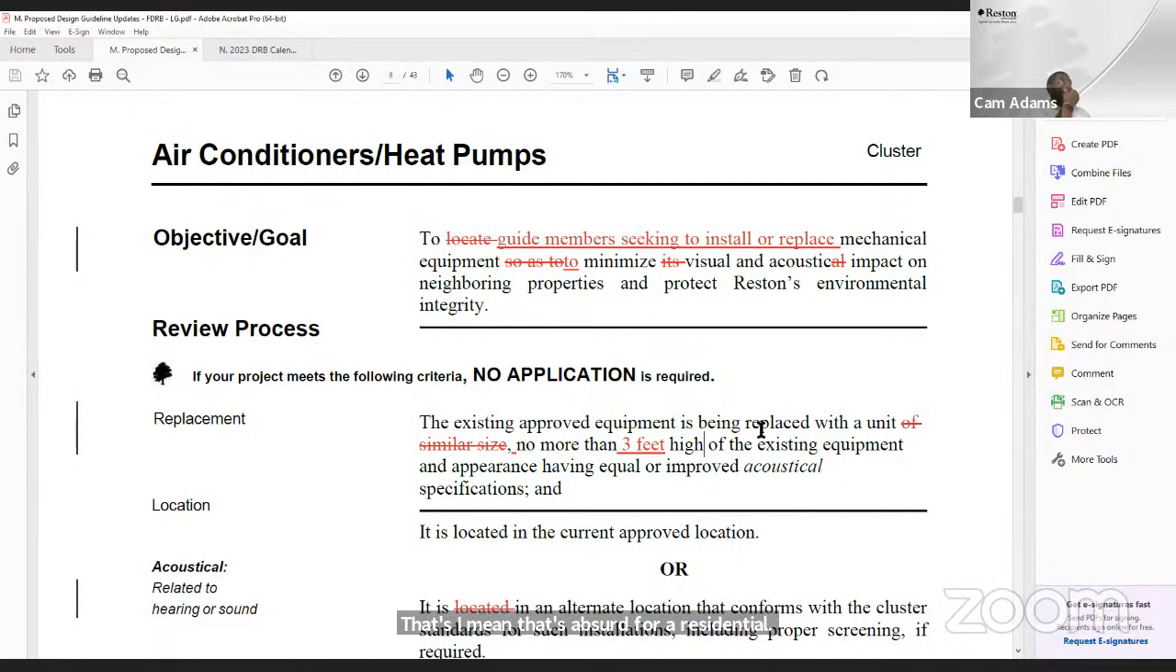So I hear what you're saying. Our goal is, because we can't add an additional review level, that was what was directed to us. We're looking at making this process a little bit more simplistic and having a guideline that says no application required if it's similar in size. And we know the industry standard for existing units that are being replaced are not going to be similar in size. That basically takes out any opportunity to not submit an application for an HVAC replacement.